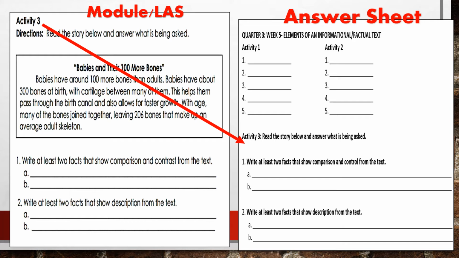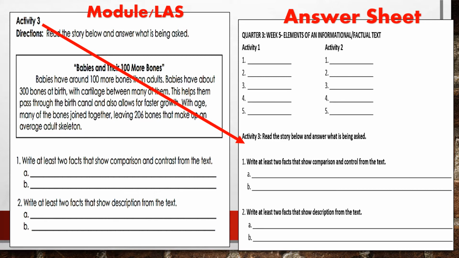Makikita nyo dyan sa nakasulat. So, yun ang kopyahin nyo. Babies have around 100 more bones than adults. Tapos, ano pa? Yung pangalawang pangungusap. Babies have about 300 bones at birth with cartilage between many of them. O kaya pwede rin yung putulin na babies have about 300 bones at birth, while 206 bones in adults.